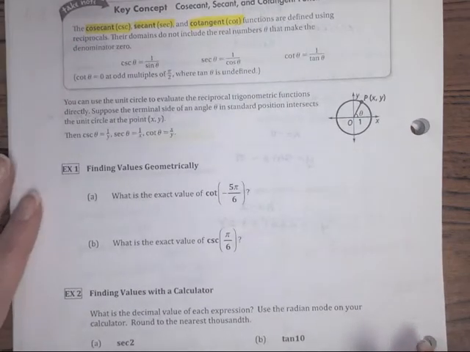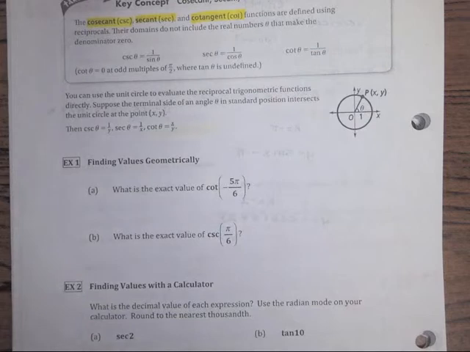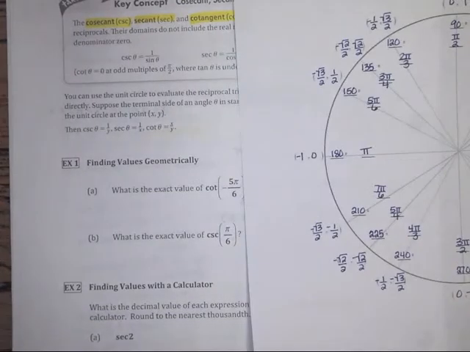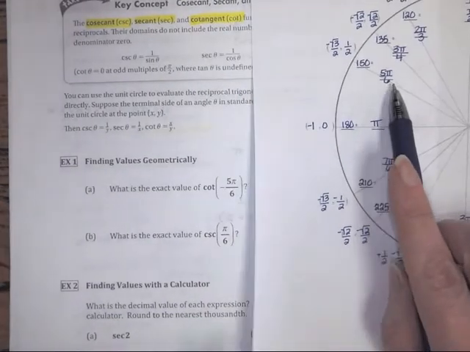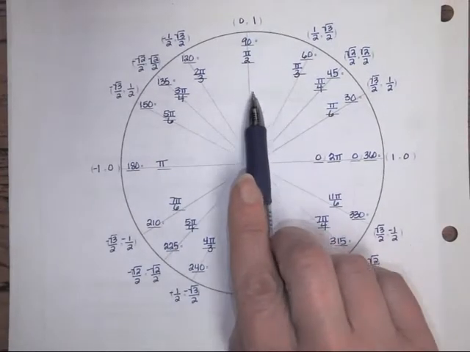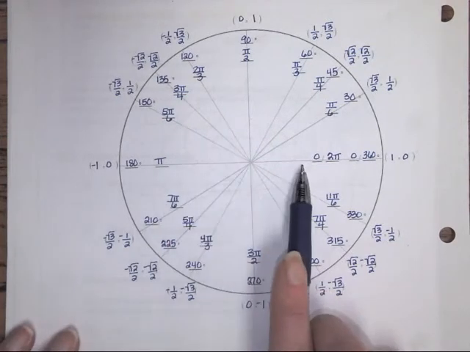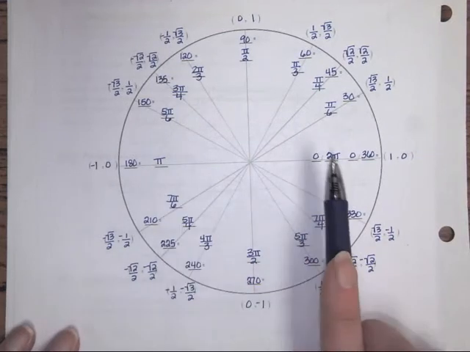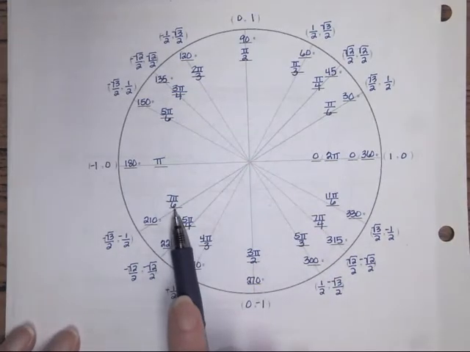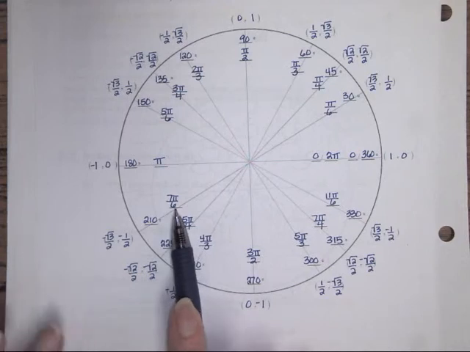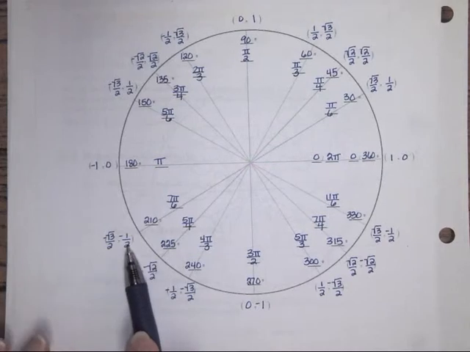So if we want to go down here to example number 1, and we want to find the exact value of cotangent of negative 5 pi over 6. So 5 pi over 6 is right here on our unit circle, right? So we went around to here. Negative 5 pi over 6, to get that, you can either add 2 pi to it or go this distance in the clockwise direction, which would be right here. All right, now we want cotangent, which is the x value divided by the y value.